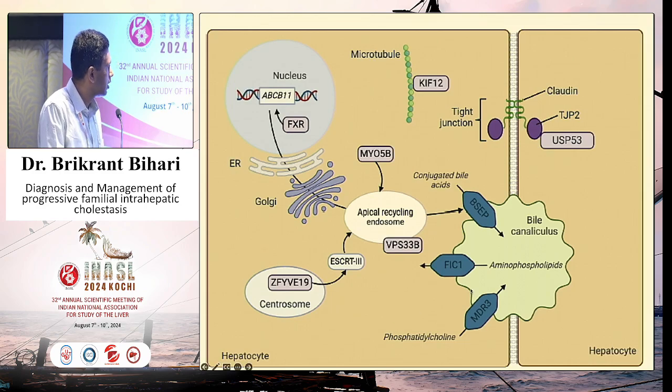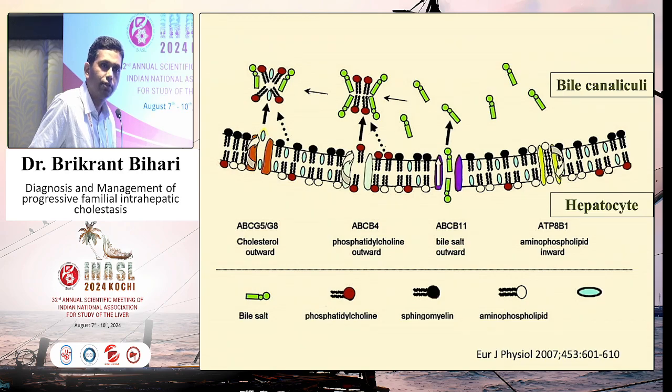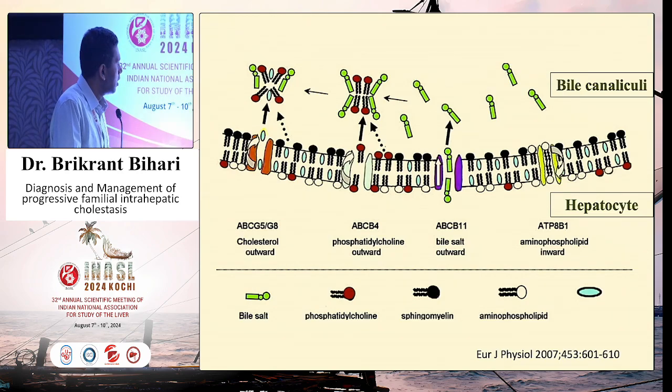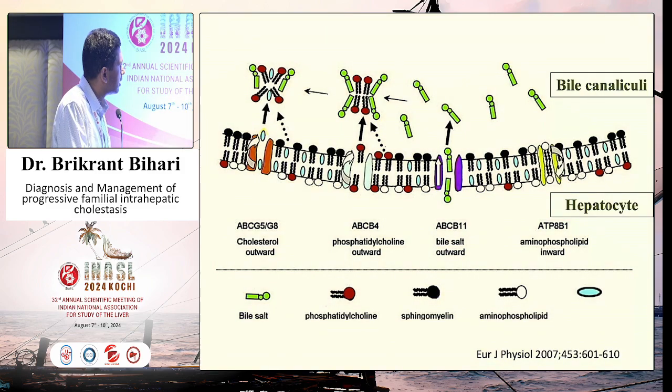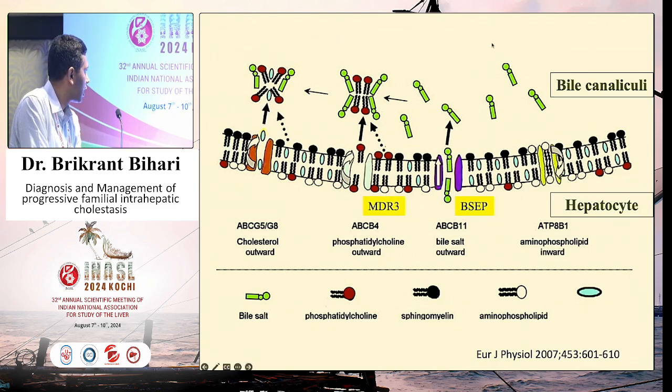Everyone is aware that mainly these are defects at the canaliculi, defects in the transporters, defects in the tight junctions, and defects in regulators like FXR. If we go to the canaliculi, this is important because these three are the common ones which will present in adolescents or adults. ABCB11, that is BSEP, transports the bile salt outside the hepatocyte. The hepatocyte is below this membrane, and the canaliculi is after this membrane, so it transports the bile salt outside into the canaliculi. ABCB4 transports the phosphatidylcholine outside into the canaliculi, and cholesterol is transported by ABCG5.